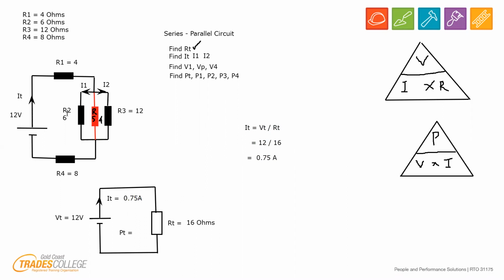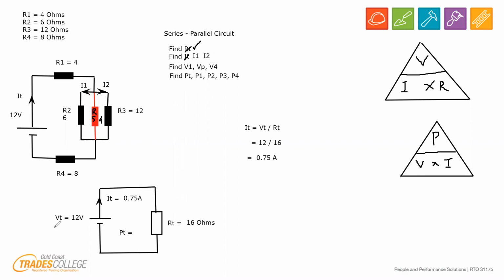Up the top, I can cross that out to say I've done that one. So I need to find I1 and I2, and this is the order I'm telling you to do this in, but you don't have to follow it like this. If I look at this bottom circuit now, I still need to find PT, which is over here. It's later on in my steps at the top.